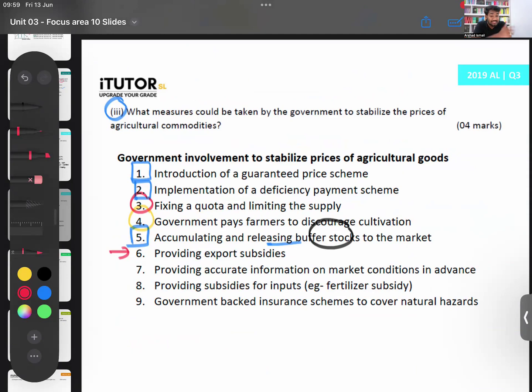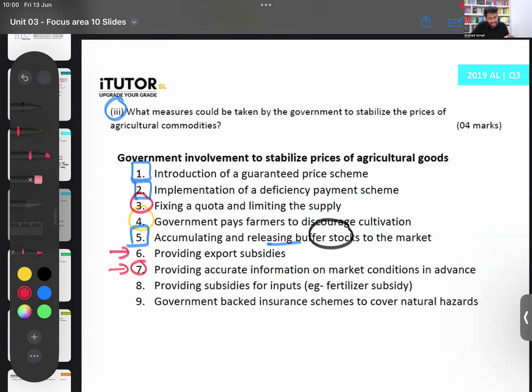Then you can have government providing accurate information. Farmers don't know how much the demand for this one is, how much has to be cultivated. So government can give them information. Government can say, okay, look here, carrot farmers, this is the amount of carrot that is required for a month. So don't produce more. If you all produce more, then supply will increase, and you all only will lose. So produce only this much. Government can give that information for them.